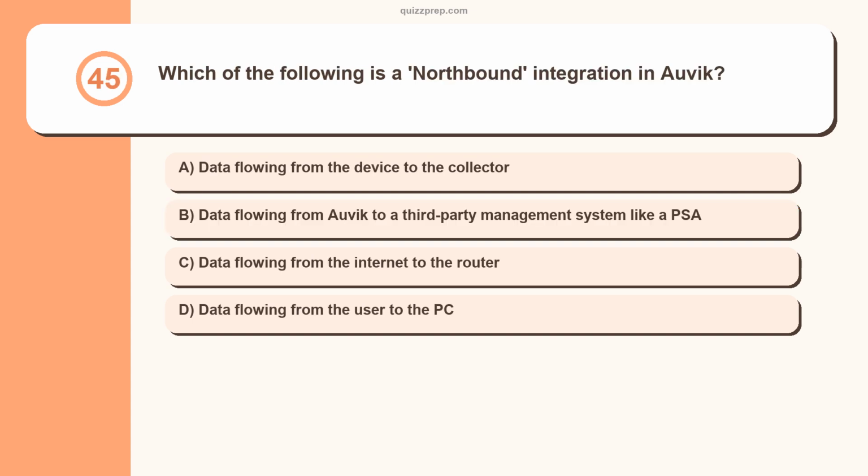Question 45. Which of the following is a northbound integration in Auvik? Data flowing from the device to the collector. Data flowing from Auvik to a third-party management system like a PSA. Data flowing from the internet to the router. Data flowing from the user to the PC.